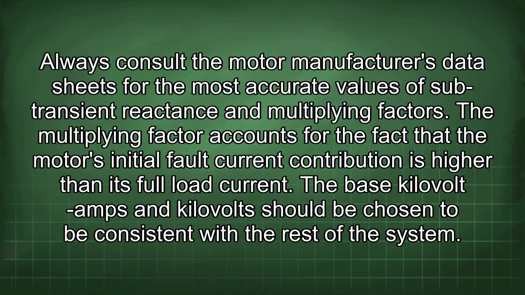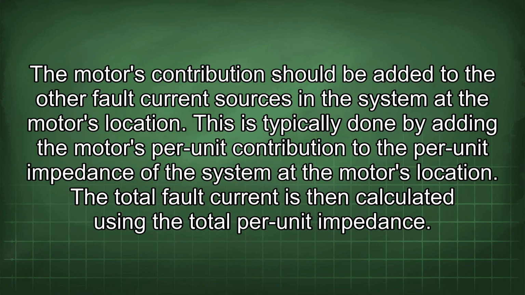Always consult the motor manufacturer's datasheets for the most accurate values of subtransient reactance and multiplying factors. The multiplying factor accounts for the fact that the motor's initial fault current contribution is higher than its full load current. The base kilovolt amps and kilovolts should be chosen to be consistent with the rest of the system. The motor's contribution should be added to the other fault current sources in the system at the motor's location. This is typically done by adding the motor's per unit contribution to the per unit impedance of the system at the motor's location. The total fault current is then calculated using the total per unit impedance.